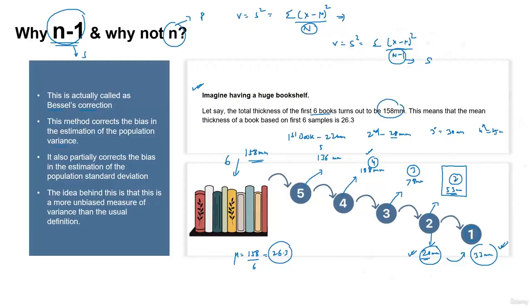That is, the opportunity to vary has been taken away for the nth observation. And exactly this is one of the reasons why we do not consider n in terms of sample data. So in sample data, we consider n minus 1.